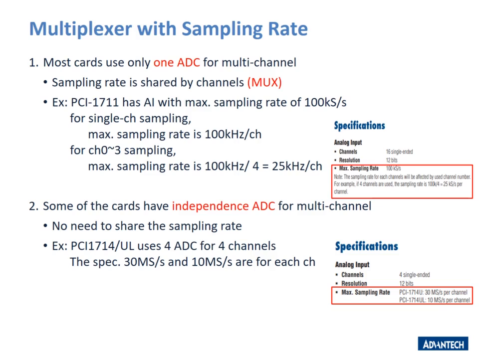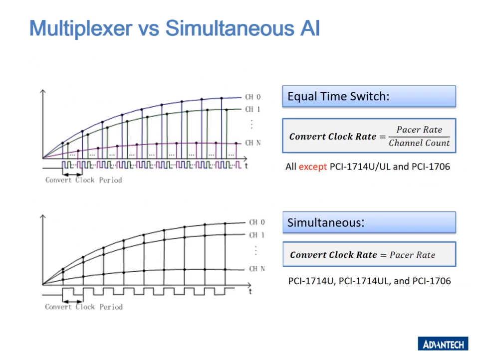But some users may need a higher sampling rate without sharing and delay. Therefore Advantech also provides another kind of DAQ card which uses independent ADCs. That means every channel has its own ADC. Therefore the sampling rate does not need to be shared with the channel numbers, like the Advantech PCI 1714.